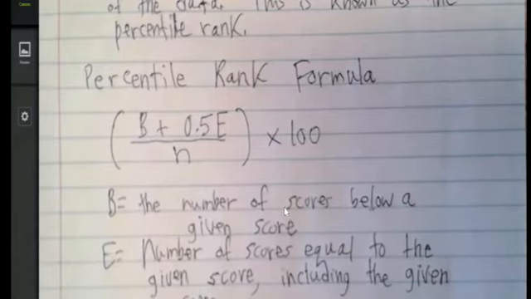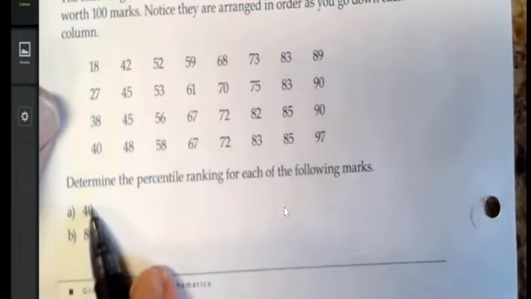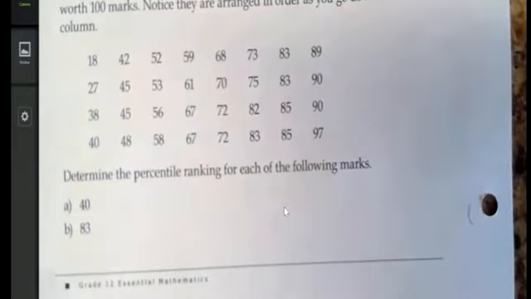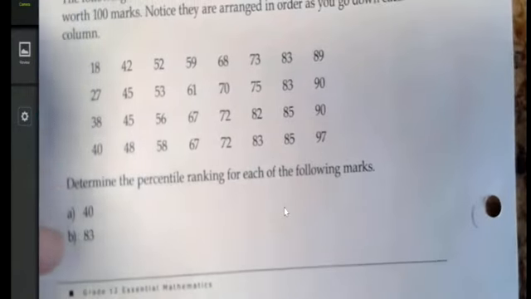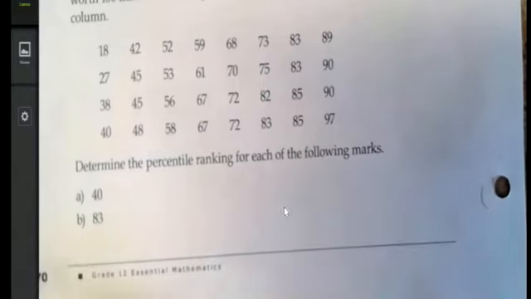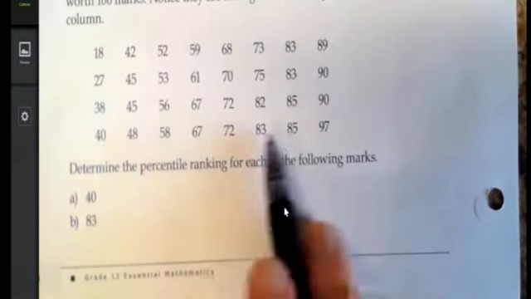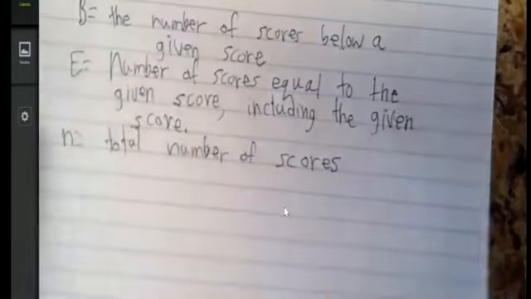Now let's look at example 3 on page 70. Here we have a set of numbers, and we want to find the percentile rank of 40 and 83 from this set of numbers. Let's first of all look at how many numbers we have altogether. 32. 4 by 8. So we're going to take our formula. We're going to start working with the number 40 first. We're going to find the percentile rank of 40 in this set of numbers.